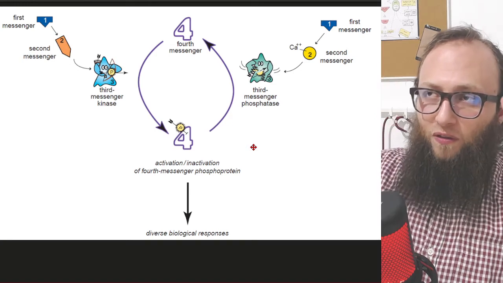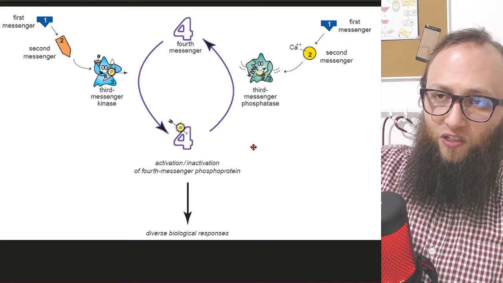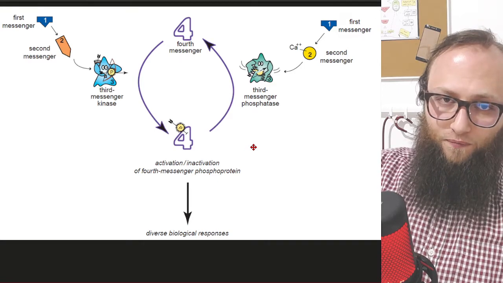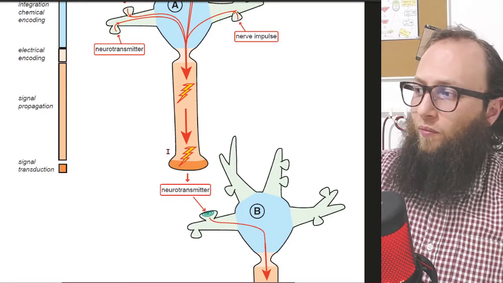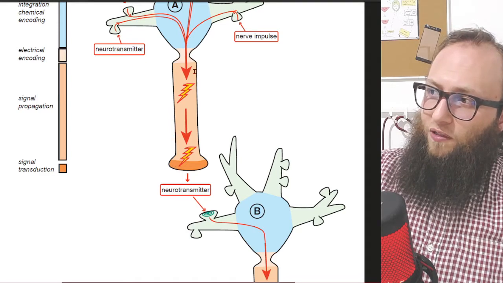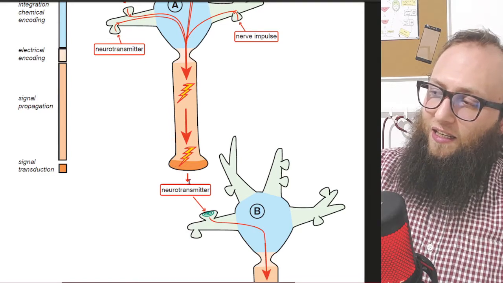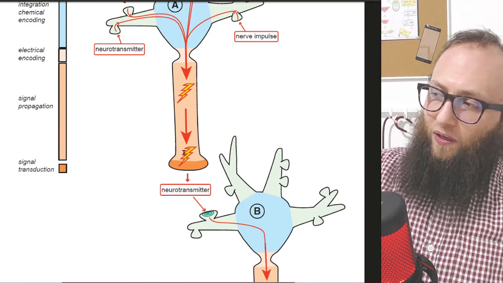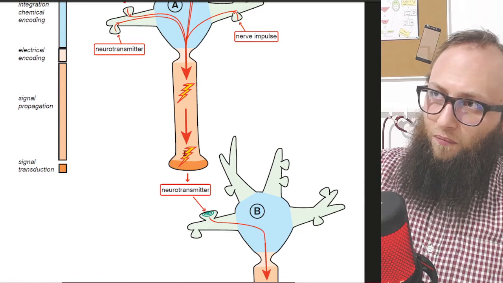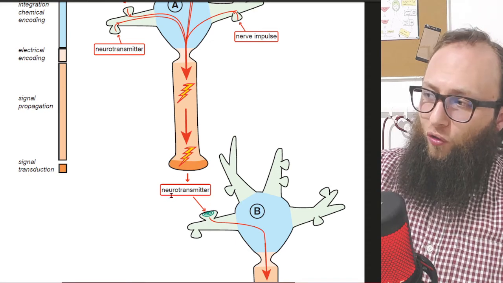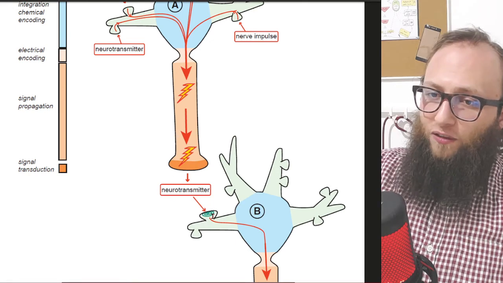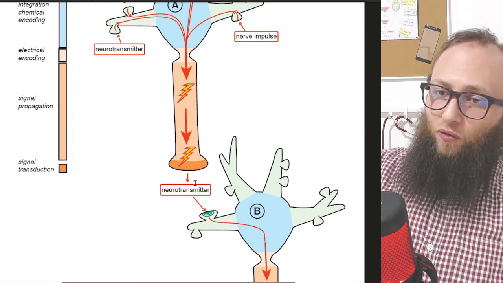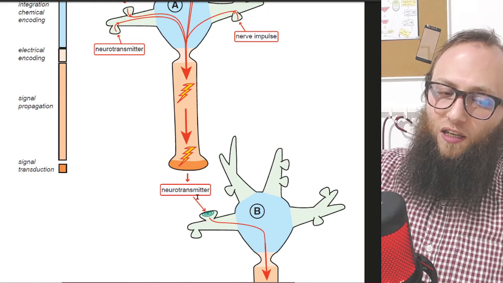We have a neurotransmitter that binds to one kind of receptor. After that, the signal transduction would happen. You remember this figure? So we have this signal propagation, then the signal transduction. After the signal is transmitted from an electrical impulse to a neurotransmitter, then the neurotransmitter would bind to another neuron. So here the signal transduction cascade would begin.